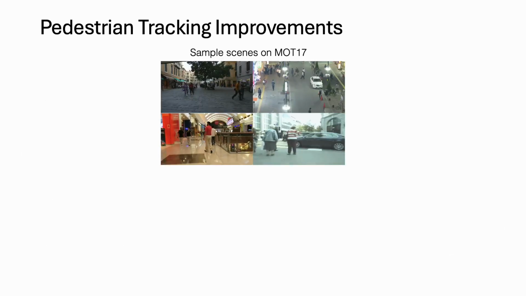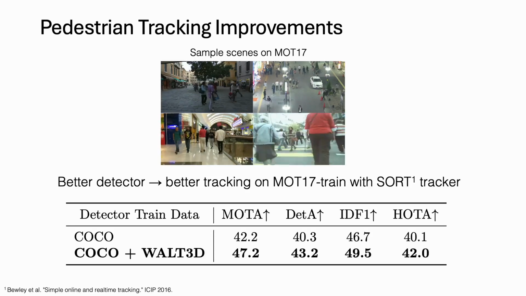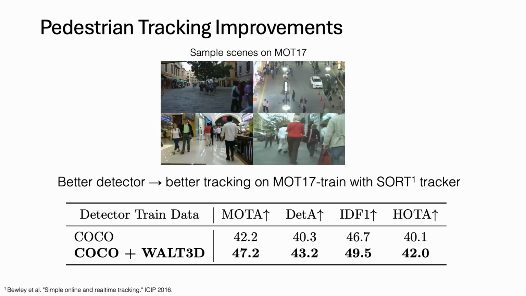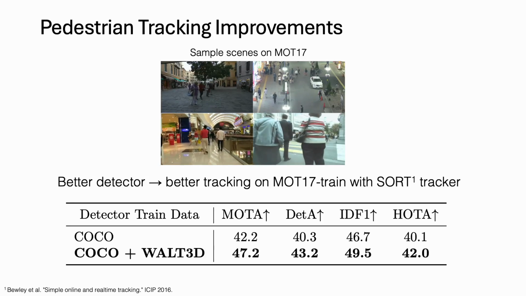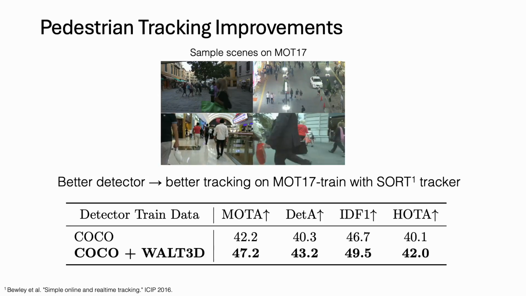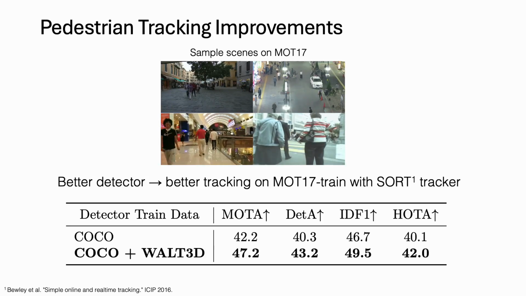On the MOT17 benchmark, using a simple tracker, by fine-tuning the baseline person detector with our dataset, we see a significant improvement in tracking performance. Although tracking is not our main focus, we believe that tracking under occlusion remains an open research problem, and more progress can be made in this domain from both the detector and tracking perspective.